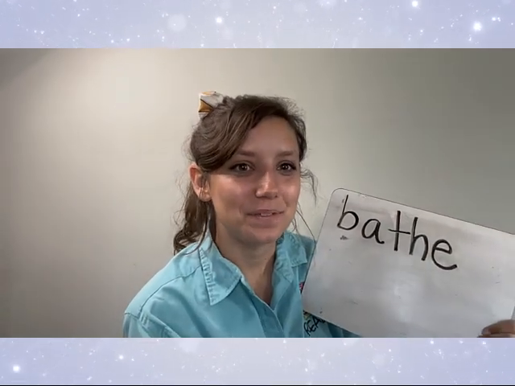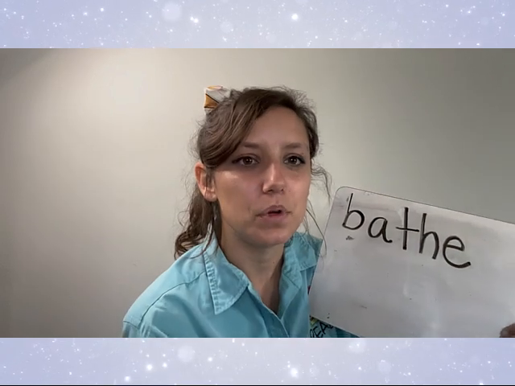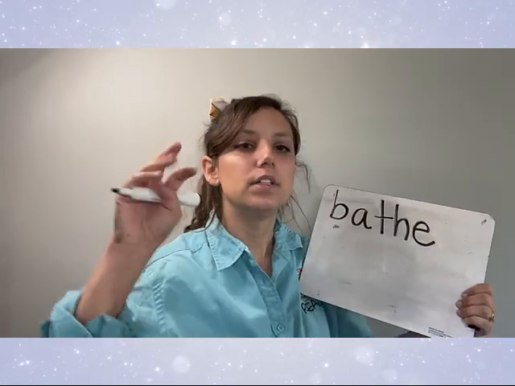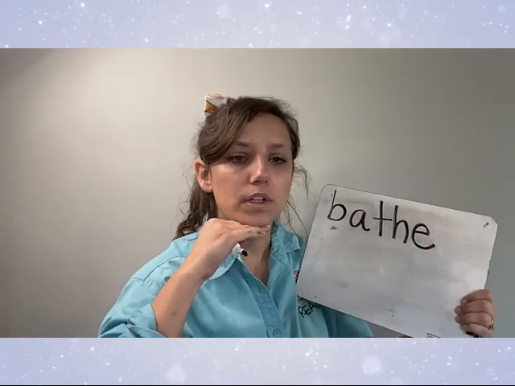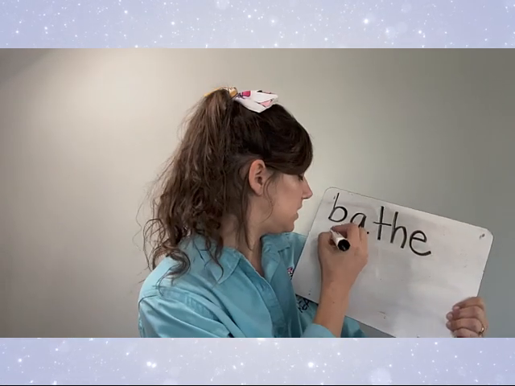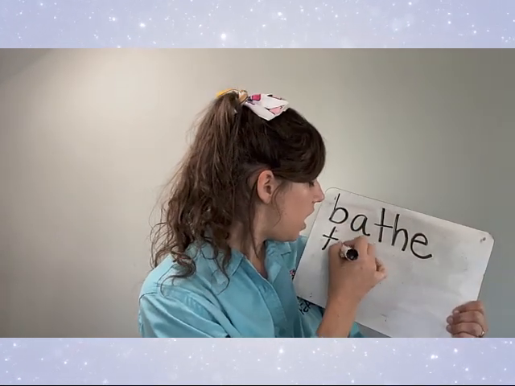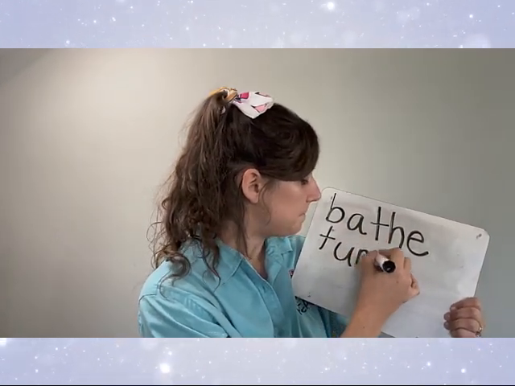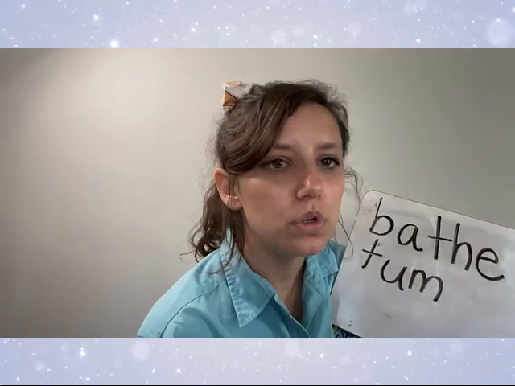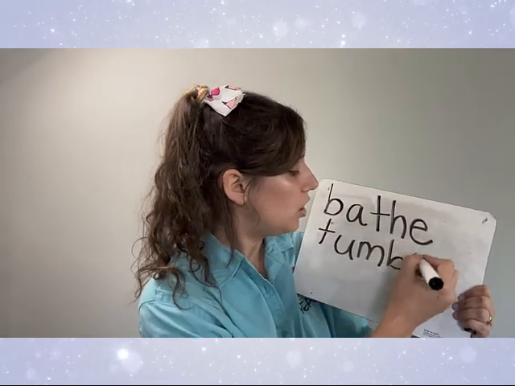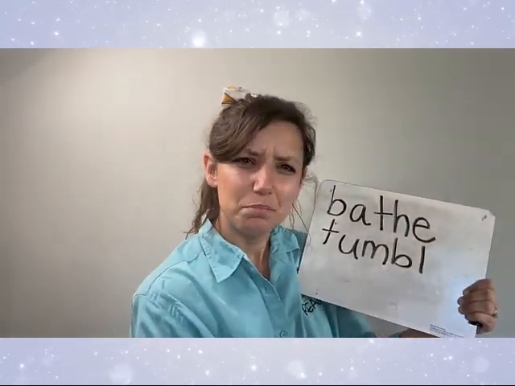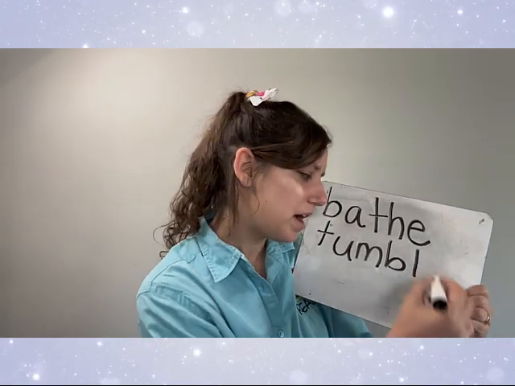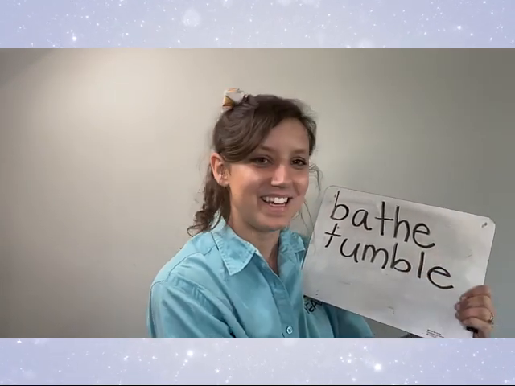Let's try another one. Let's try tumble. Okay, let me hear the syllables. Tumble. First syllable's tum. T. Second syllable, bull. B. But I can't have a syllable without a vowel, so I've got to add an E.